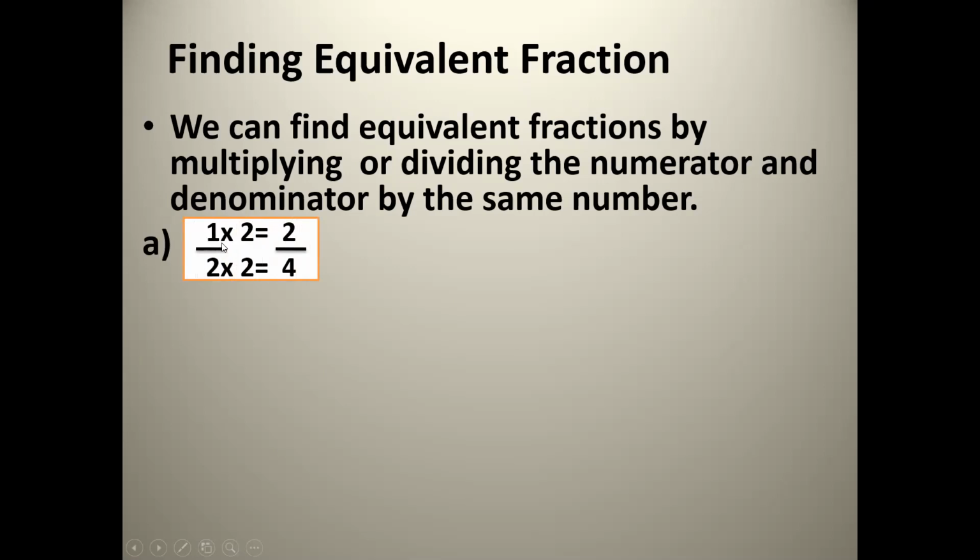So I will multiply numerator into 2 and denominator into 2. If you multiply 1 into 2, it is 2, 2 into 2, it is 4. This is equivalent fraction, 2 by 4. Or we can also find 1 multiply 3, 2 multiply 3. So 1 multiply 3, it is 3, 2 multiply 3, it is 6. So this is also 3 by 6, equivalent fraction for 1 by 2.